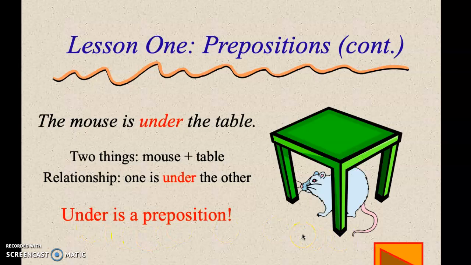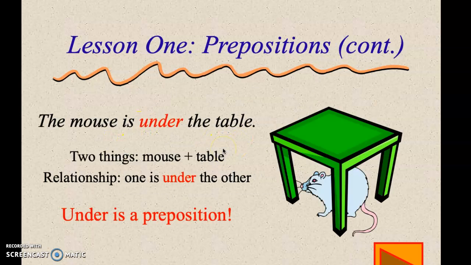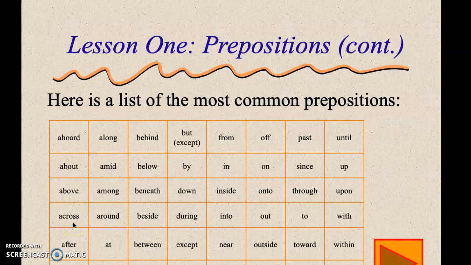Alrighty. Example number 2. The mouse is under the table, still showing the relationship between the mouse and the table. And where is the mouse? The mouse is under the table. Once again, describing that location piece, under. And the relationship, one is under the other. That makes under a preposition.